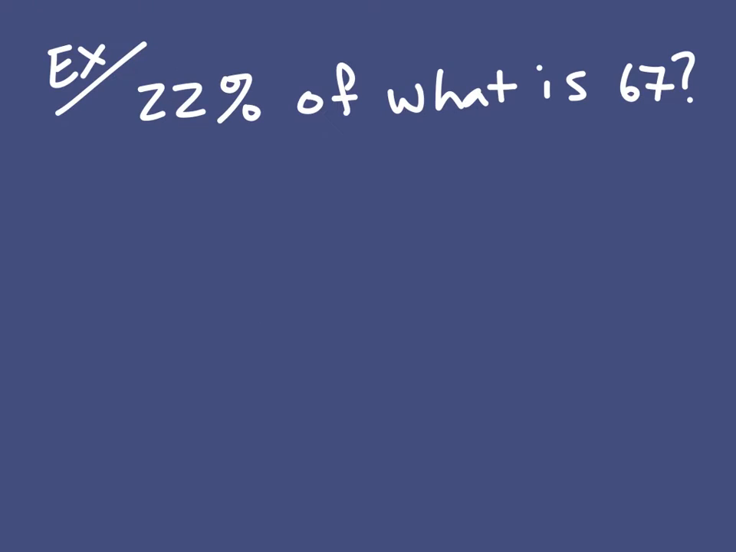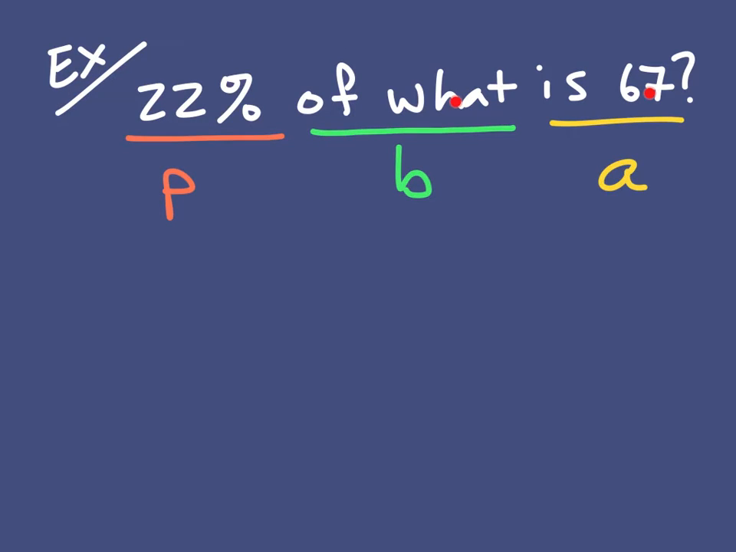On our next example, we're being asked 22% of what is 67. So I want to go through and label our information. This is my P value, that's my percent. Of what is our B value. And then is 67 is our A value. So of tells me that it's B, is tells me that it's A. We're going to write out our equation here: P times B is equal to A.